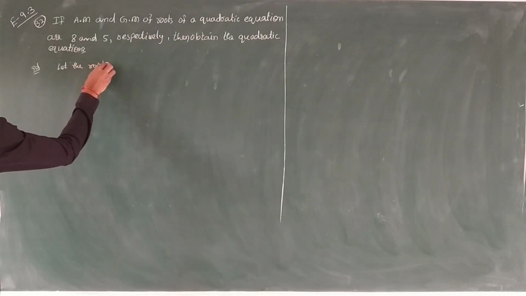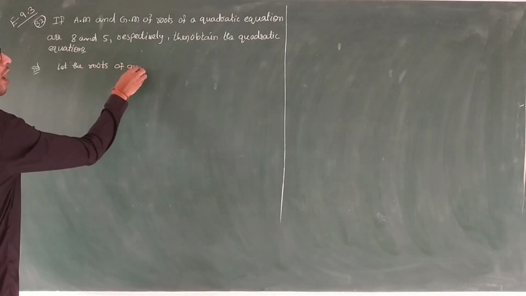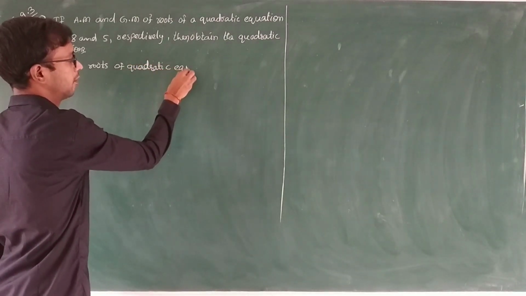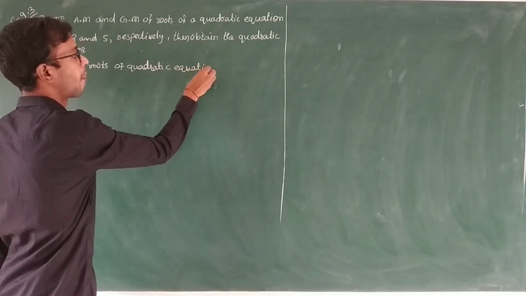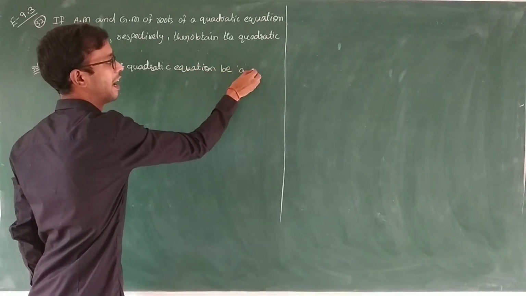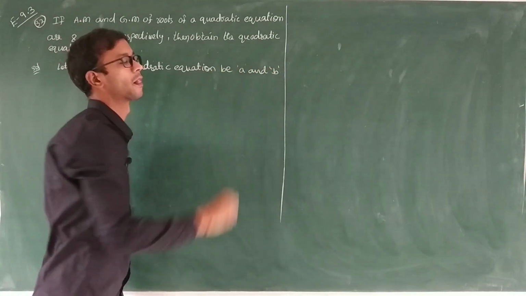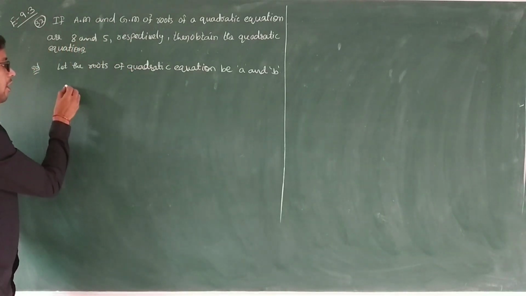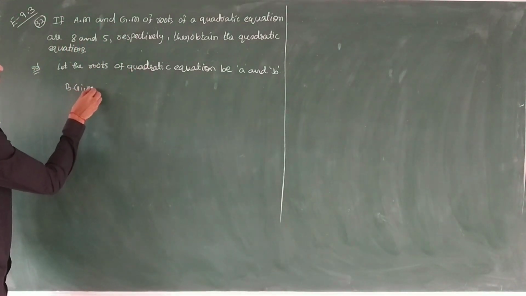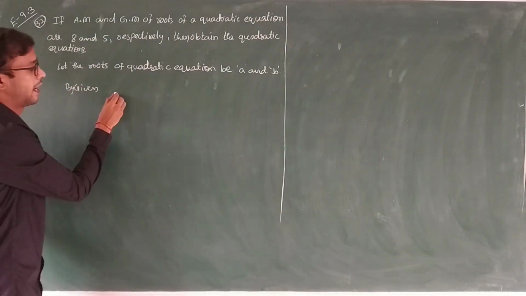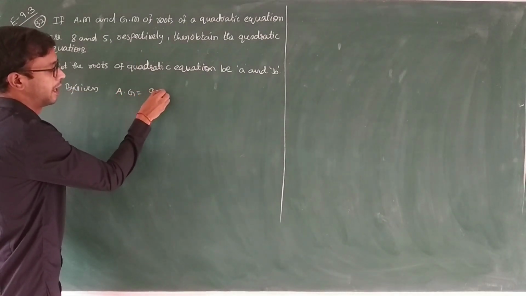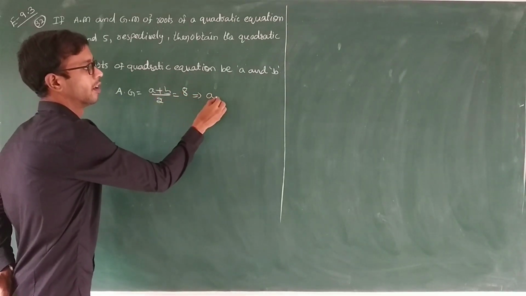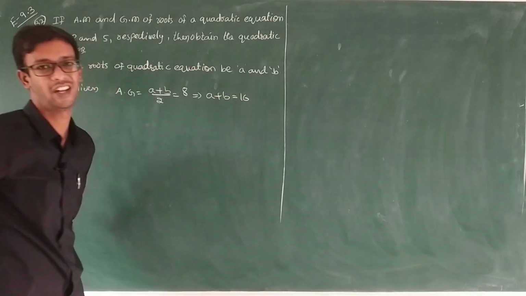let the roots of the quadratic equation be A and B. I am taking two roots of the quadratic equation. By the given, (A plus B) by 2 is equal to 8. This implies A plus B is equal to 16.